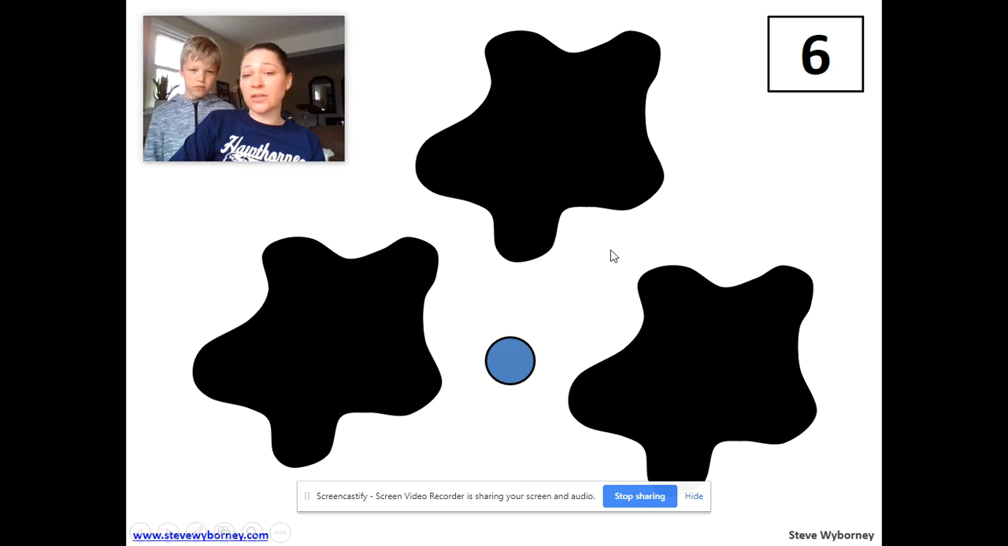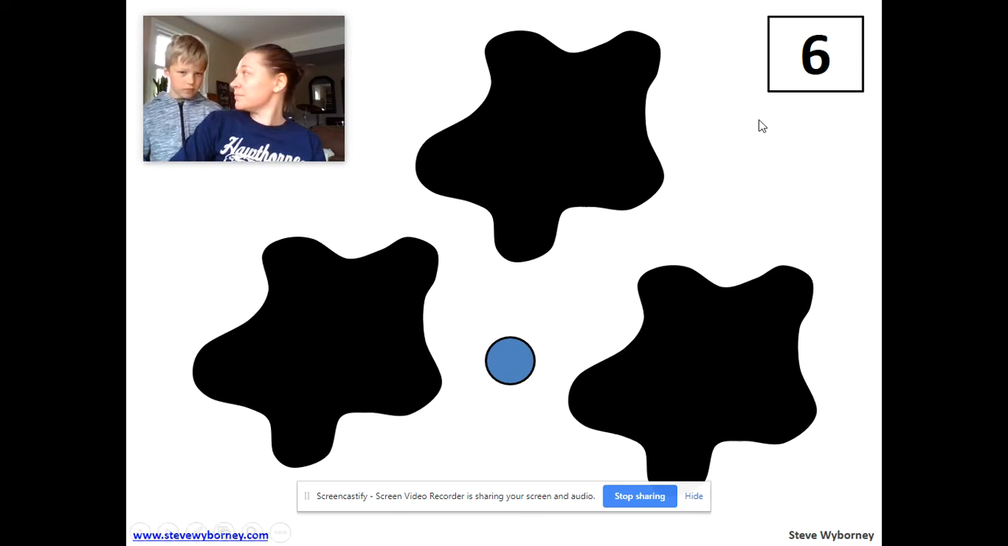And what do we know about all these splats? They have to be equal to each other. So I can't put some dots under here and then a different amount under here. They need to all be the same. So Gage is going to help us out with how he was thinking about solving this and finding out how many were underneath each splat.